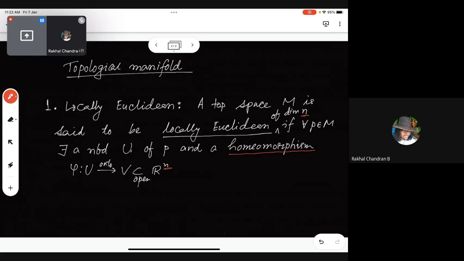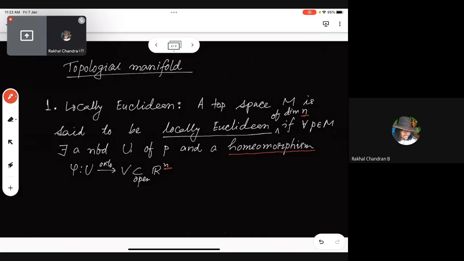Okay, so let me get a few examples here. An example of a locally Euclidean space: the first thing is Rn, right? Second thing, this looks like Rn, right? It's just a plain paper. We just pretend it.